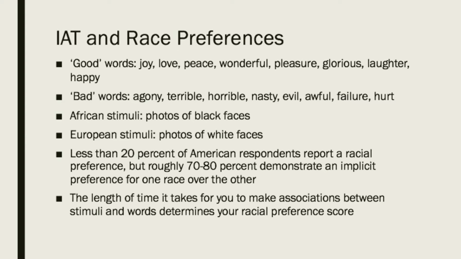Less than 20% of Americans report an explicit preference for their own race. This can be interpreted as an explicit bias in favor of one's own race and against other races. But roughly 70 to 80% of Americans demonstrate, using this test, an implicit preference for their own race over another. This is what I mean when I say that there is a disconnect between our explicit conscious attitudes and behaviors and our implicit unconscious attitudes and behaviors. Let's take a look at what the race IAT looks like.